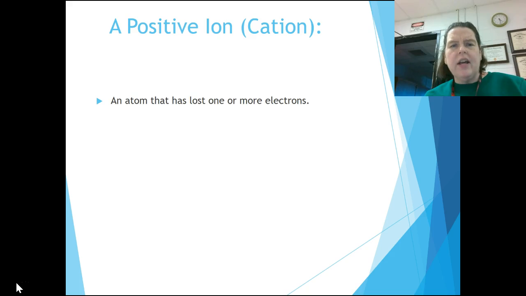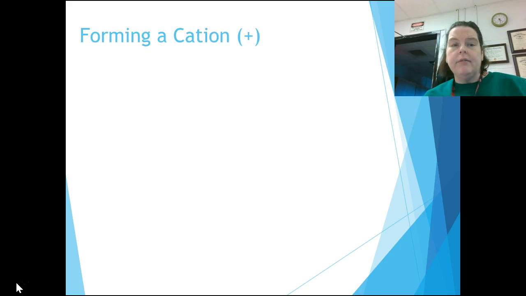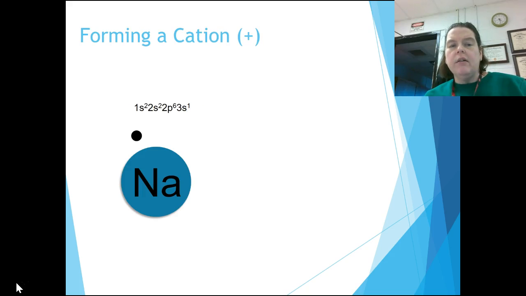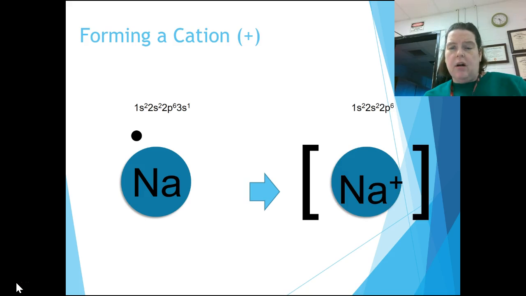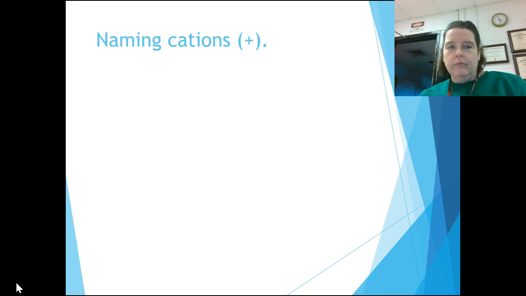So positive ion, cation: an atom has lost one or more electrons, so the charge is positive. Remember, we are minusing a minus charge. That overall is a positive. So forming a cation means that I take sodium here, and sodium wants to lose that 3s1 valence electron. So it does that, and it becomes like neon on the outside. It has neon's electron configuration, but now sodium has lost that electron and become positive.